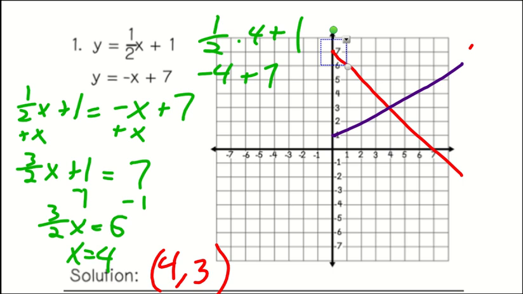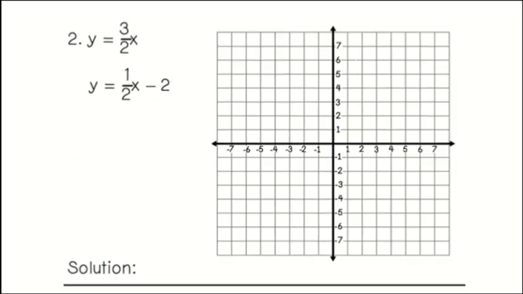Any questions on that one? All right, try the next one. This is one where the two slopes do end up as positive.